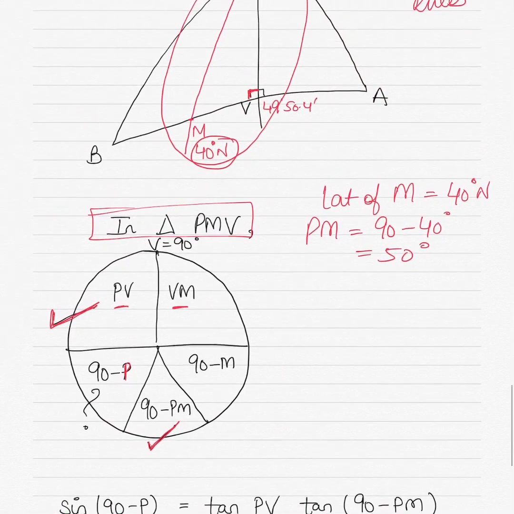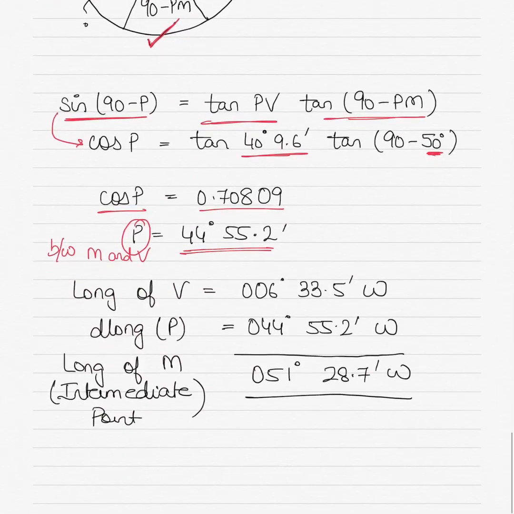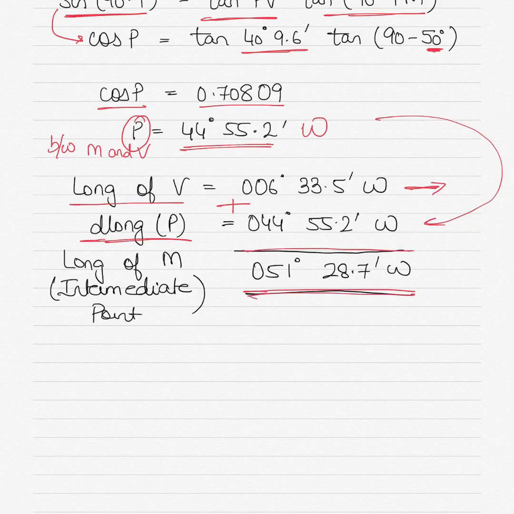Now I can see that the position of M is further west of the vertex. As we are going from the vertex to B, we are going further west. So the D long or longitude of M will be further west of the vertex. That's why D long will be west. So if I know the longitude of the vertex as 006 degrees 33.5 minutes west, and I know the D long as 44 degrees 55.2 minutes west, I will add these and I get the longitude of M. This is the longitude of the intermediate point of 40 degrees north.